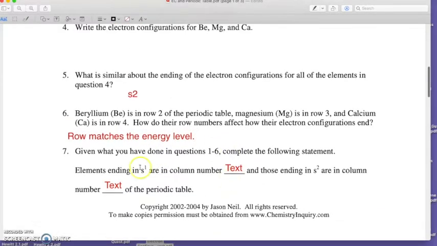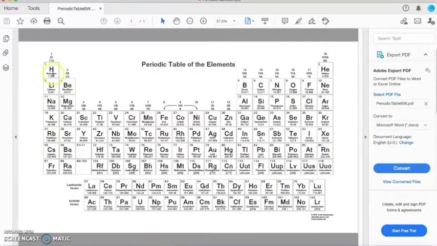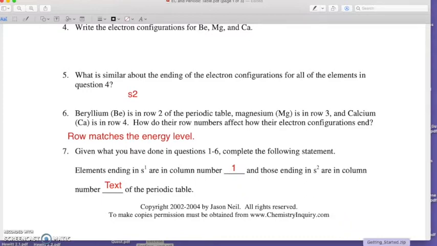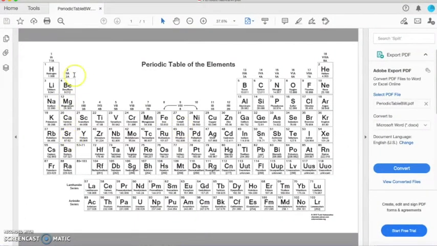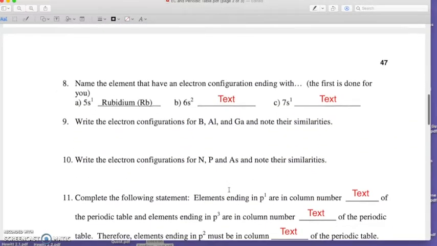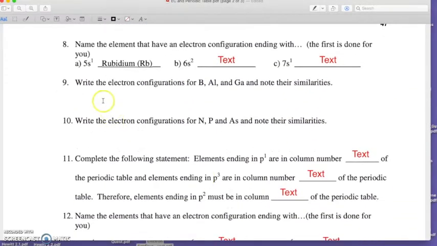So knowing that, elements ending in s1 are in column number... let's look at the periodic table. If it ends in s1, they're in column number 1. And those ending in s2, which are here, are in column number 2. So we can look at the end of the configuration and figure out where they're at in the periodic table.